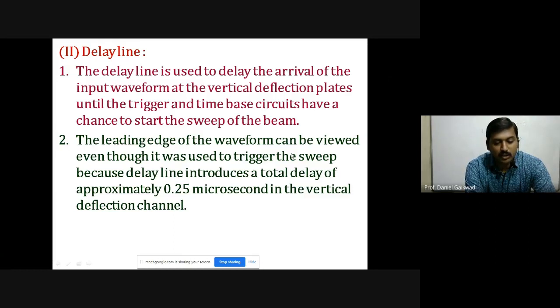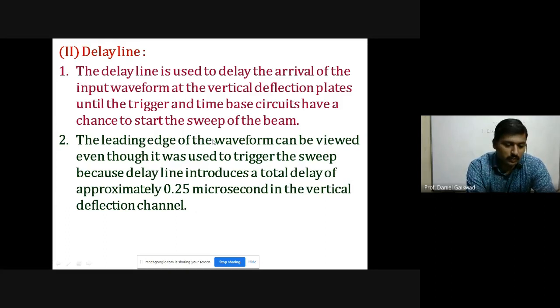Number two, the leading edge of the waveform can be viewed even though it was used to trigger the sweep, because the delay line introduces a total delay of approximately 0.25 microsecond in the vertical deflection channel. So again, we have a detailed understanding. So this is the use of the delay line. Go through that, and when we have practicals, we will have a detailed understanding of how this works.